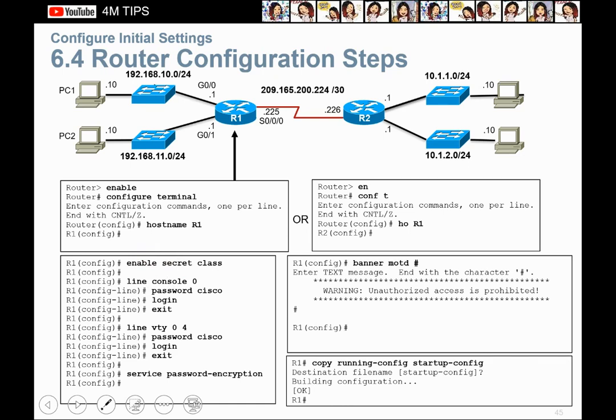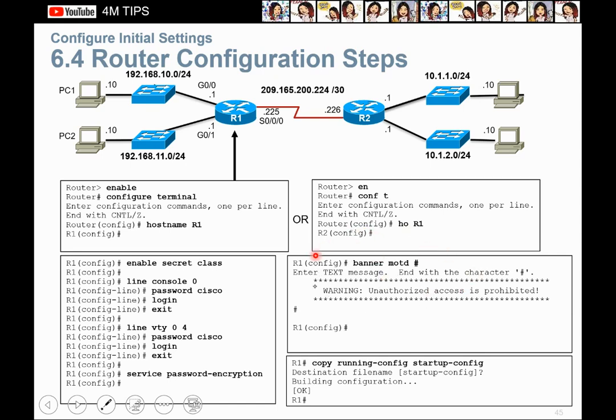So the command is enable secret class, and then you have line console 0, password Cisco, login, exit. That is how you configure the line console 0, and line vty 0 4 is for you to configure the VTY password. Service password-encryption means you're going to encrypt both passwords, either the line console 0 or the line vty 0 4.